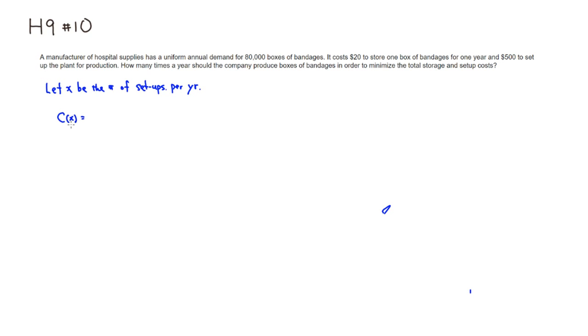All right, so storage cost. If it's produced x times a year, we have to divide 80,000, the total demand, by x. This is the number of boxes produced per production. Then on average, half of that will be stored, so instead of 80,000 I'm going to put 40,000. It costs $20 to store, so you multiply by 20. So this would be our storage cost.